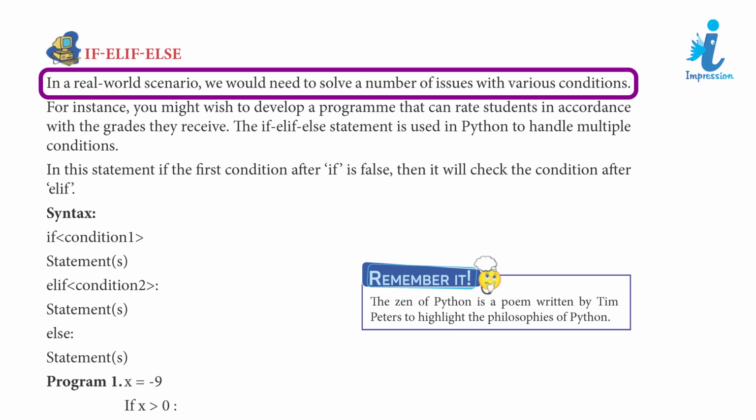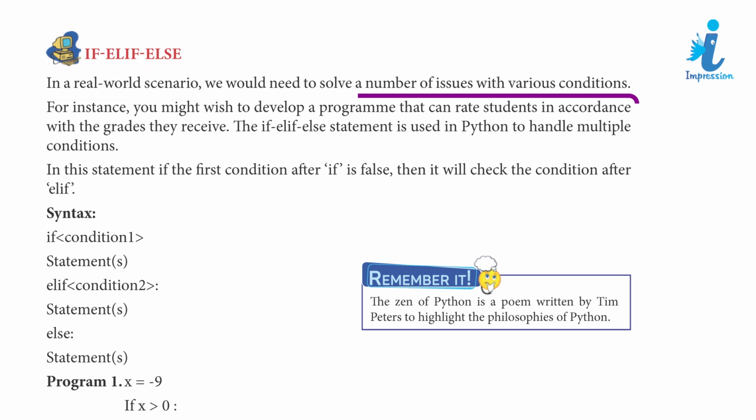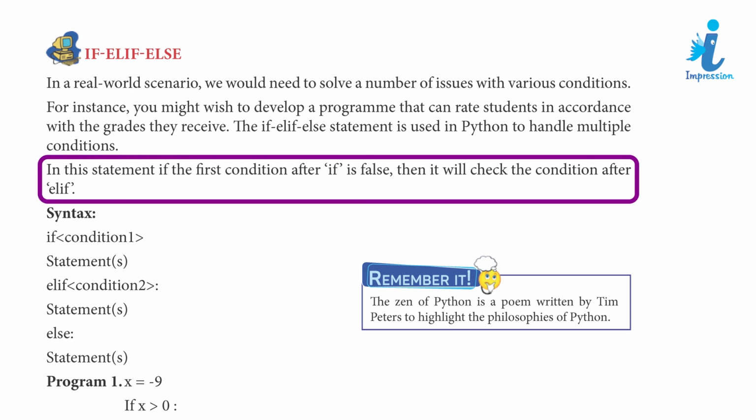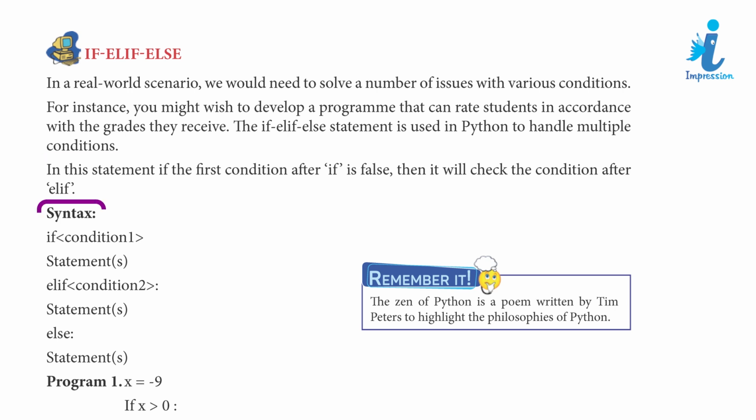If-elif-else. In a real-world scenario, we would need to solve a number of issues with various conditions. For instance, you might wish to develop a program that can rate students in accordance with the grade they receive. The if-elif-else statement is used in Python to handle multiple conditions. In this statement, if the first condition after if is false, then it will check the condition after elif. Syntax: if condition 1, statements, elif condition 2, statements, else, statements. Remember it: the Zen of Python is a poem written by Tim Peters to highlight the philosophies of Python.